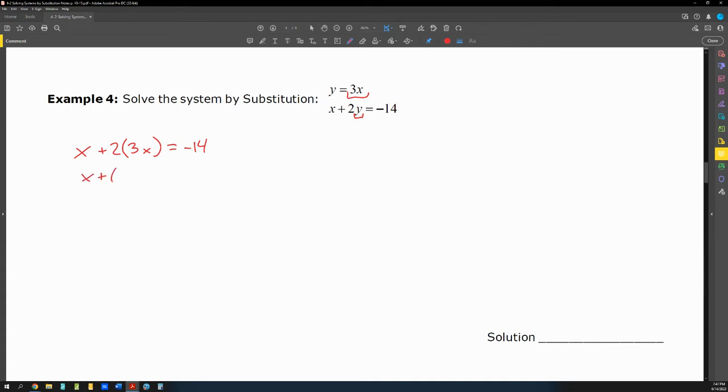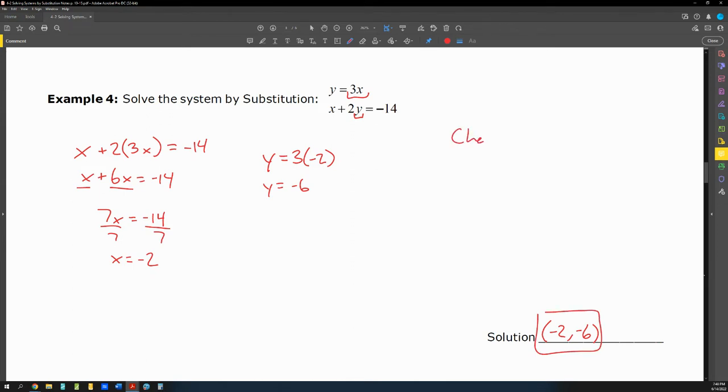Multiplying, we have x plus 6x equals negative 14. Combining like terms, 7x is equal to negative 14. And dividing both sides by 7, we get x is equal to negative 2. Plugging it back into one of the original equations, y is equal to 3 times negative 2. This is the first equation. So then y must be equal to negative 6. This causes our solution to be the ordered pair negative 2, negative 6.